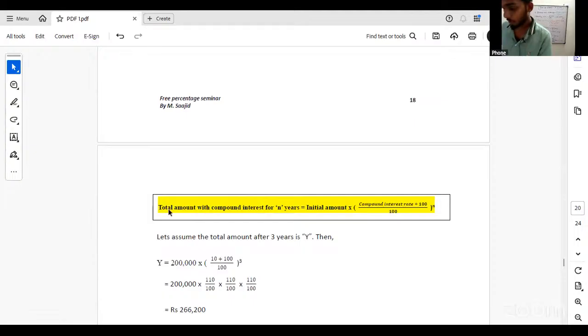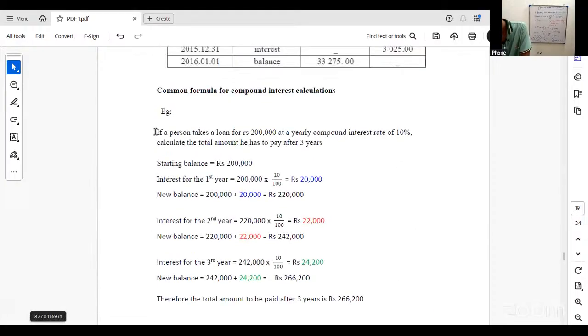The total amount with compound interest for a number of years is the initial amount times the quantity, compound interest rate plus 100, over 100, to the power n. Don't worry, because I'll explain this one. What is it? Let's do the example first. Right? Now look at the example.